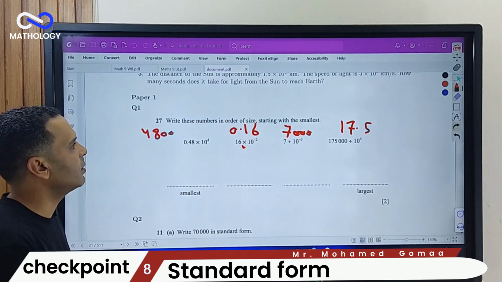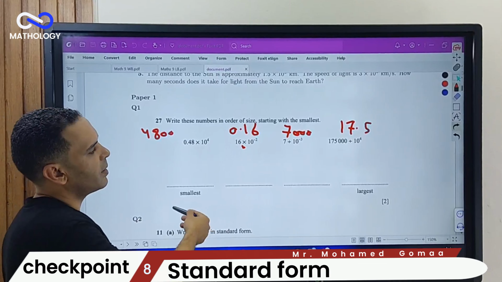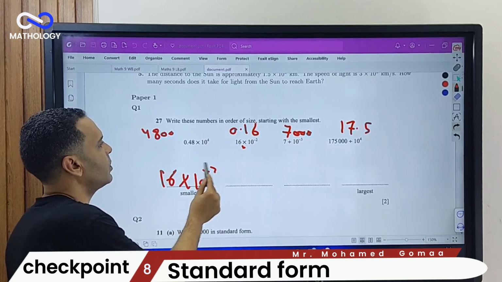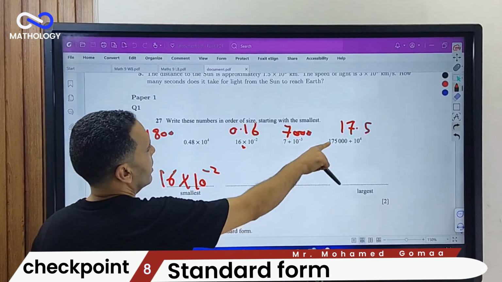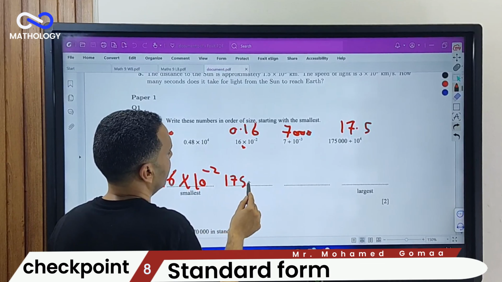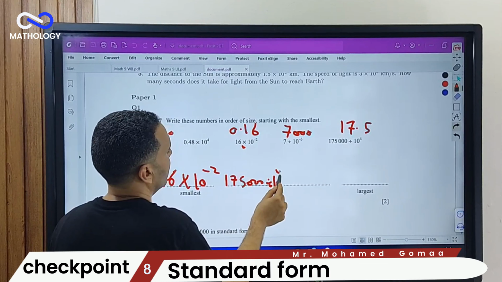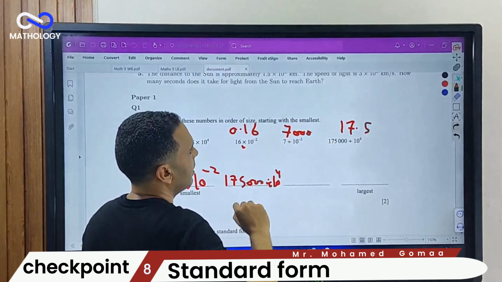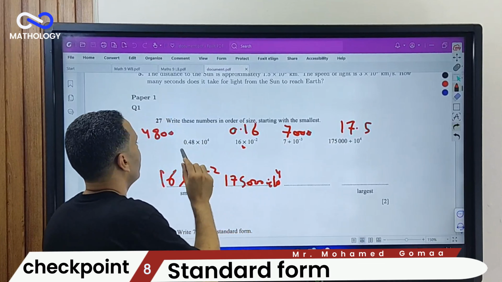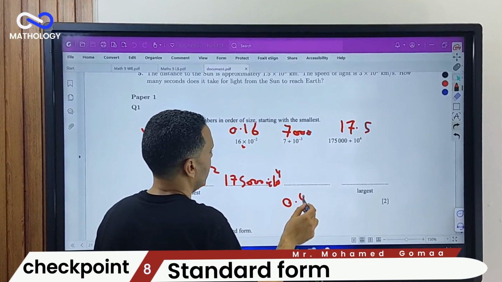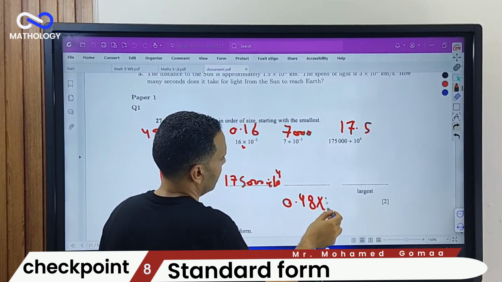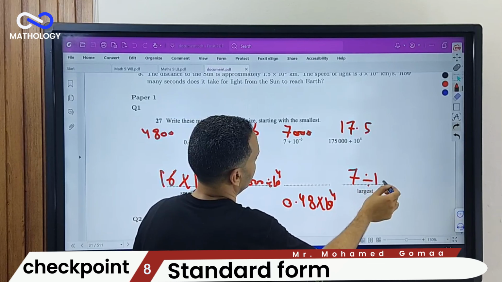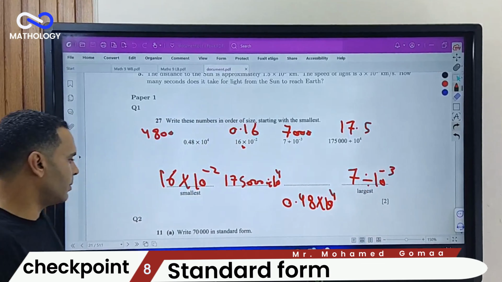Arrange which one is the smaller. Start from the smallest. This one, 16 multiply 10 power negative 2. Then this one, 17.5 divided by 10 power 4. Write the original, not the simplest. Then it will be 4800, written in the form like this. Largest, finally, 7 divided by 10 power negative 3, like this one.